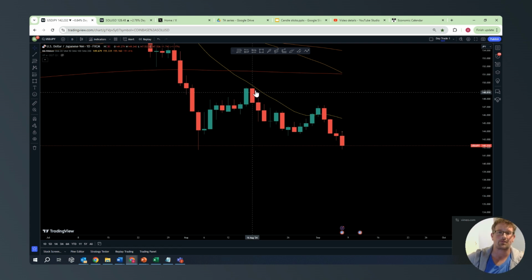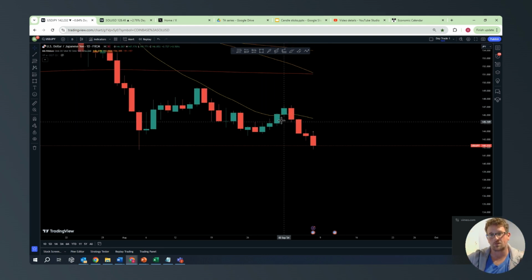The sellers have managed to push the price down. So every candle really is a representation of a battle between buyers and sellers. And what's happened here is interesting. We've had the buyers push up the price the day before, but the next day the sellers have come in and wiped out all of the gains that were made here and have pushed it lower.